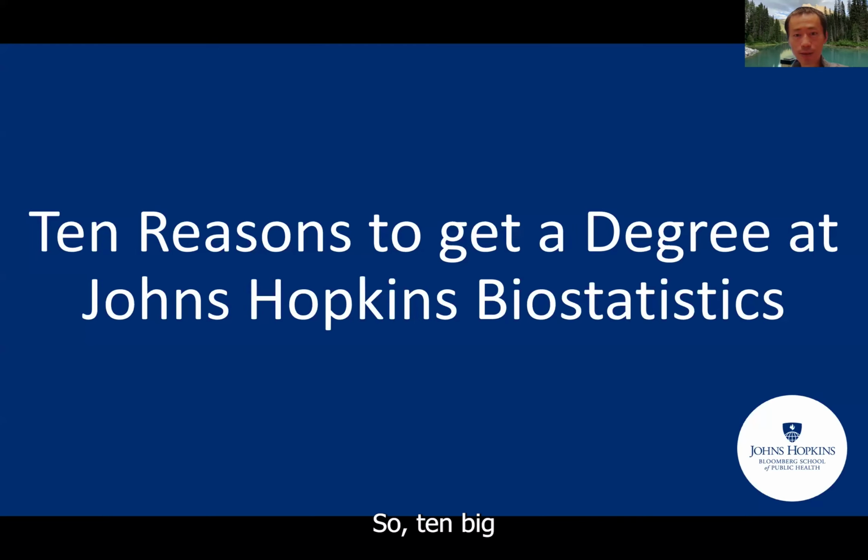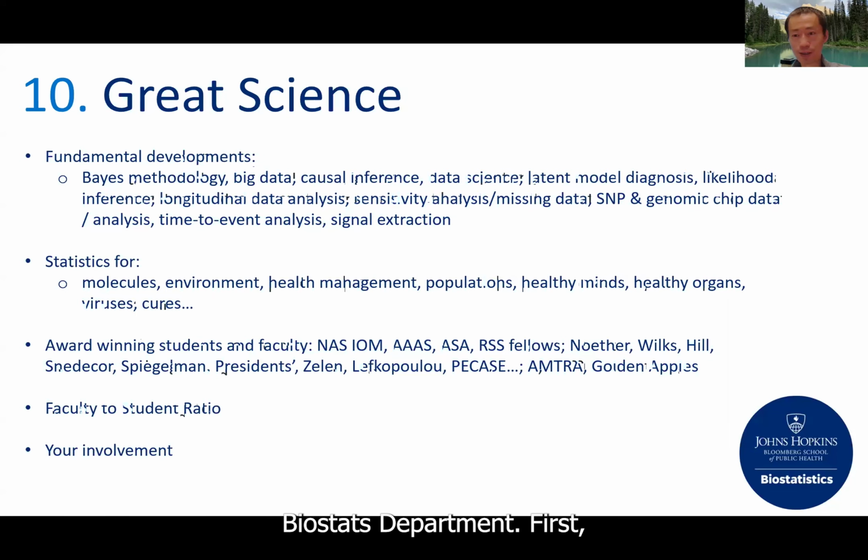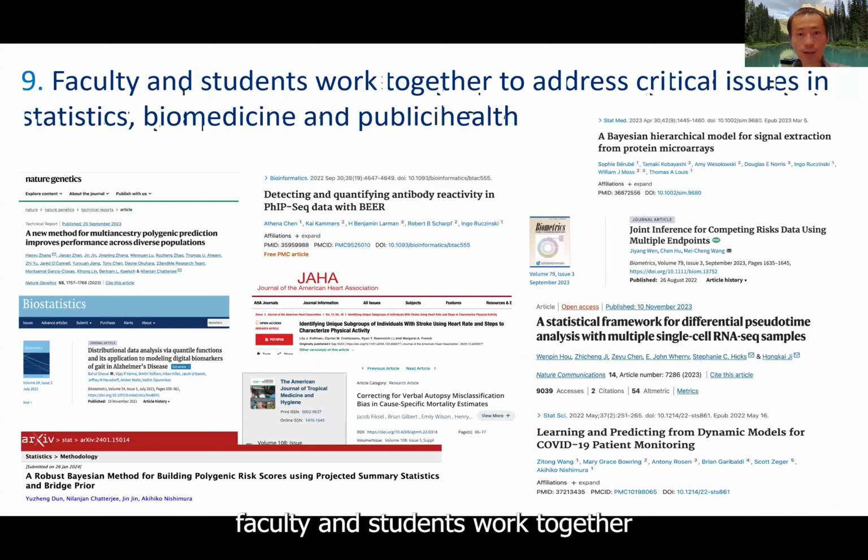Okay, so 10 big reasons to get a degree from the Johns Hopkins Biostat department. First, the number 10 reason is great science, as I mentioned before. You can work on many different topics, ranging from machine learning, artificial intelligence, big data, to solving specific diseases like cancer, immunotherapy, or Alzheimer's and aging, things like that. And we have our faculty and students work together to address critical problems.